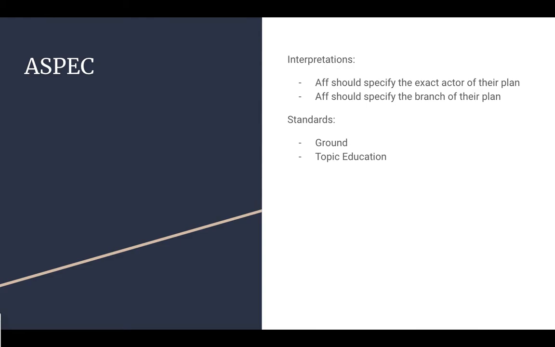There's also topic education. This is not really about the topic that the resolution specifies, but more about policymaking itself. It might be more educational to say that the affirmative team should be able to tell us, prove that they've taken a civics course or have done their research and know how the government implements policies. And that necessarily entails detailing the specific branches or specific actors within the government, which will be necessary for carrying out the plan.